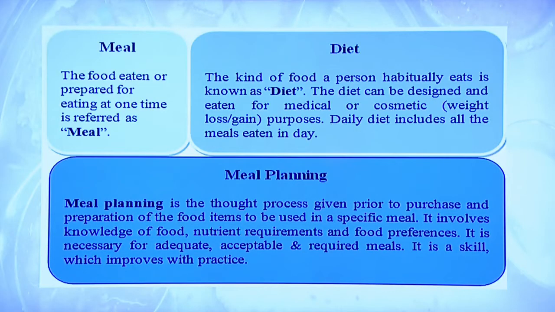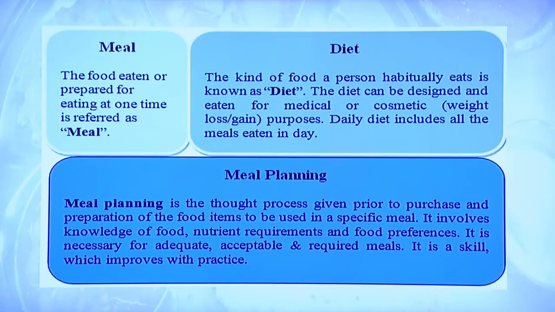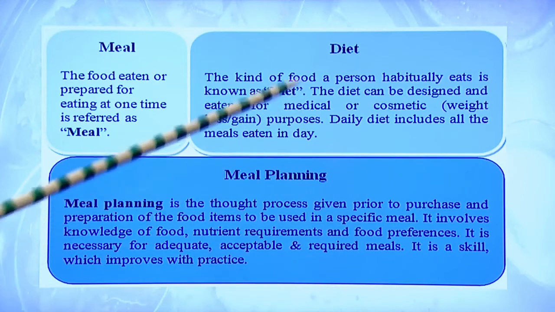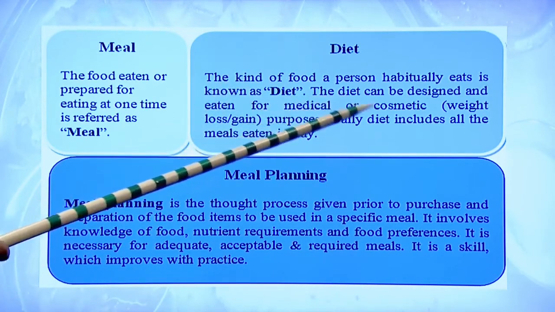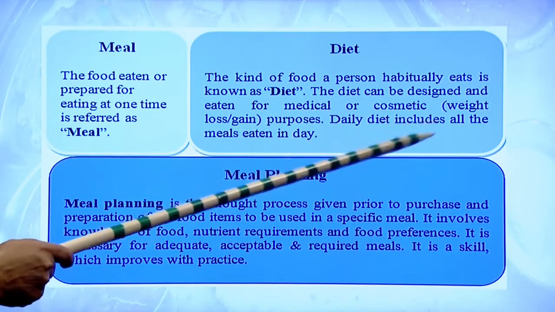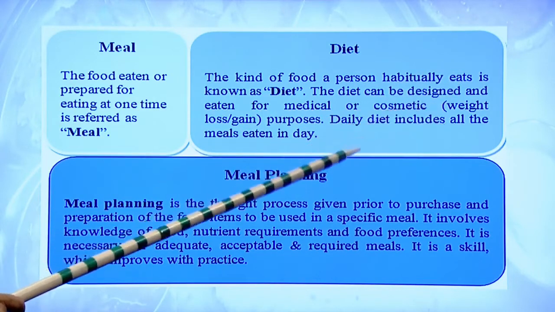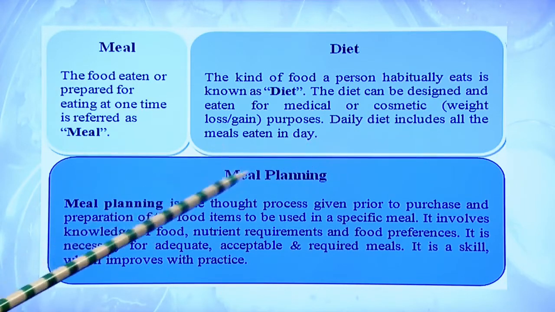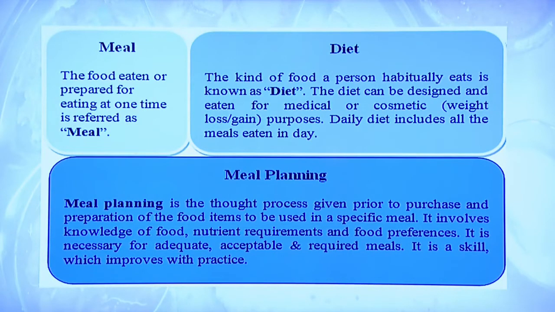Now we will learn different terms about the meal. The food eaten or prepared for eating at one time is referred to as a meal. Lunch is a meal, it is not a diet. When we use the term diet, it is the kind of food a person habitually eats. It can be designed and eaten for medical or cosmetic purposes, that means weight loss or weight gain. Diet includes all the meals eaten in the day. Today's diet is not today's meal, it is our diet plan.